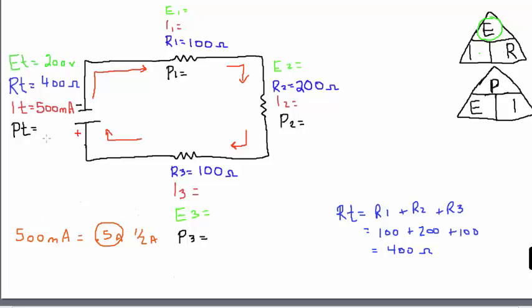All right, let's finish off our totals here, and let's take a look at power. So power is equal to my voltage times my amperage. So my voltage times my amperage, 200 times 500 milli, which is 0.5, 200 times 0.5, I must have a total wattage of 100 watts in this circuit.